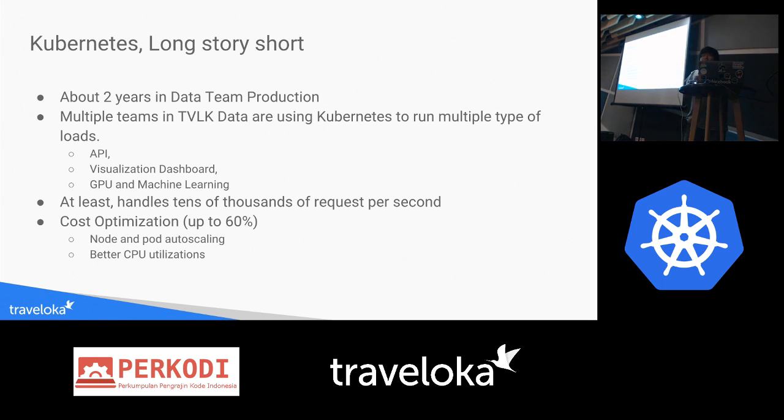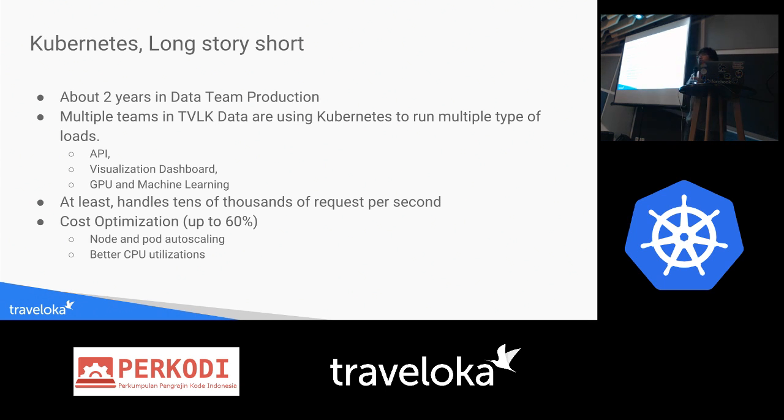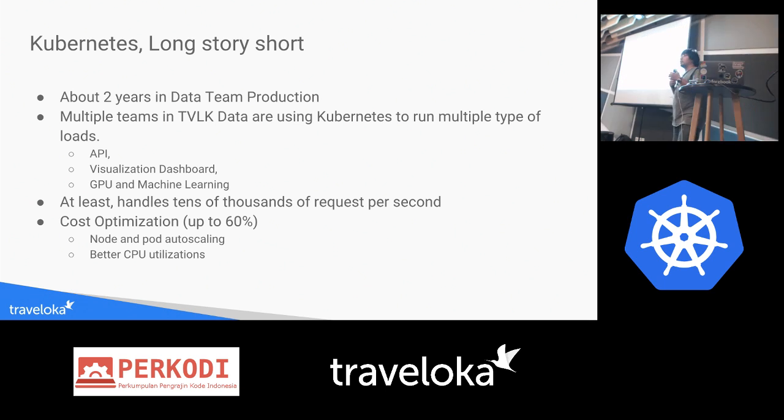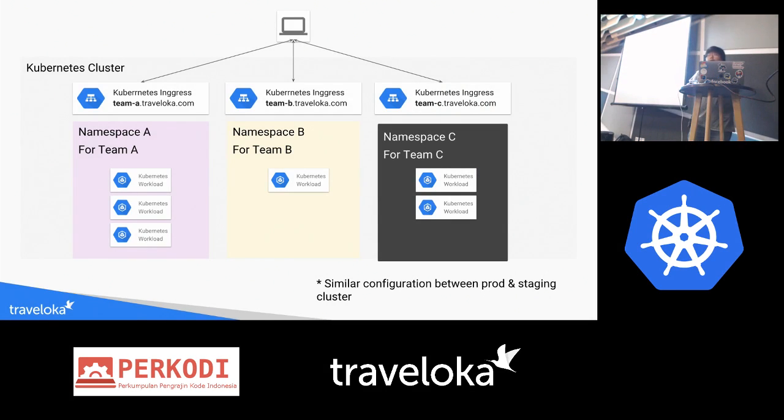After we used Kubernetes for the last 2 years, what we got is up to 60% cost optimization by tuning up the auto-scaling and the CPU utilization. So we got about a 60% cost cut. It's pretty nice. And as you can see here, this is how we split the load for every team.